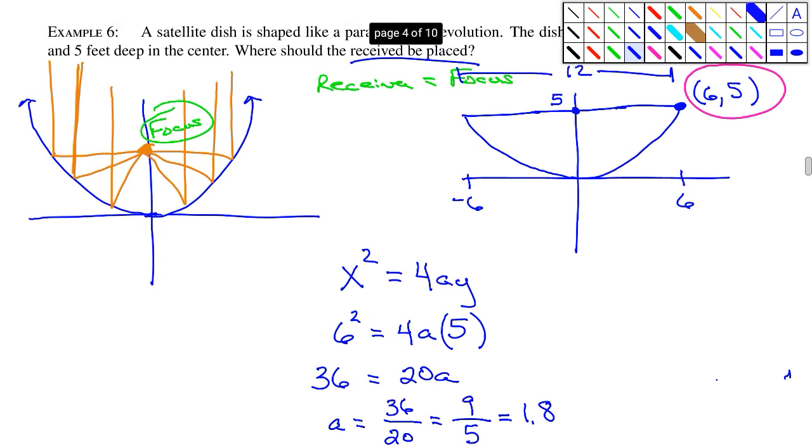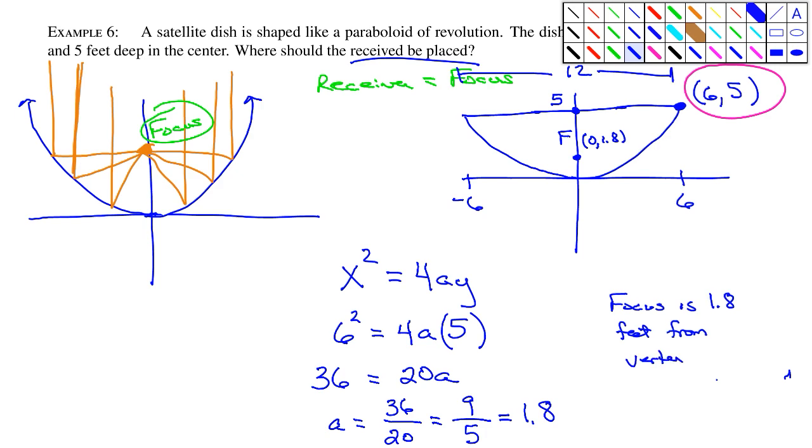And what that means is that the focus needs to be 1.8 feet from the vertex. So the focus is 1.8 feet from the vertex. And that describes where the receiver should be. So maybe we should just say the receiver is 1.8 feet from the vertex.